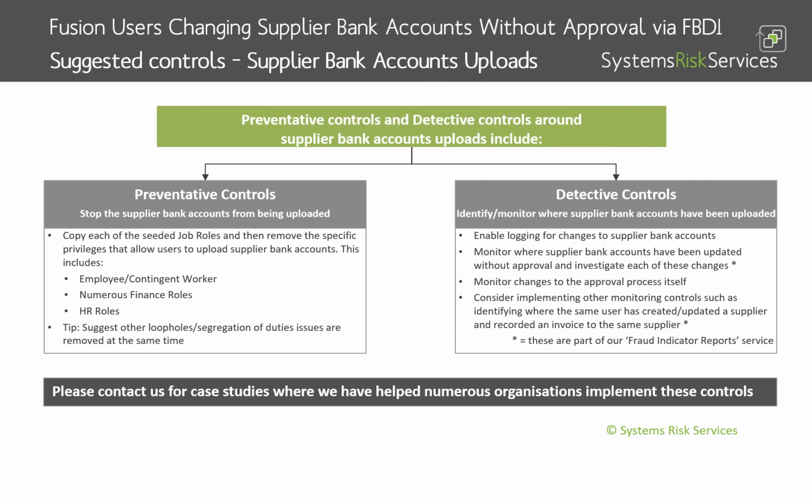And you could consider identifying other monitoring controls, such as where the same user has created and updated a supplier and recorded an invoice to that same supplier. Now, what I would say is that the second and fourth bullets on there are both part of our System Risk Services fraud indicator reports. So I can't say for definite that it's fraudulent if someone created a supplier and then recorded an invoice to that same supplier, but I certainly would want organisations to have a look at it.